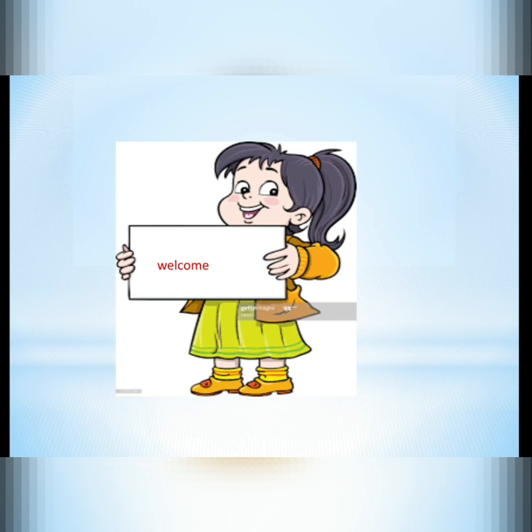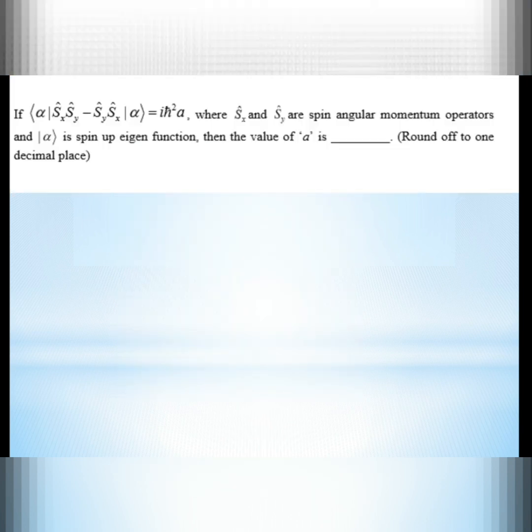This video contains the complete discussion about the quantum mechanical problems of GATE 2019 chemistry paper, code CY. Now, the first problem of quantum mechanics is that there is an integral whose value is equal to i ħ² into a. From this equation we have to evaluate what is the value of a.